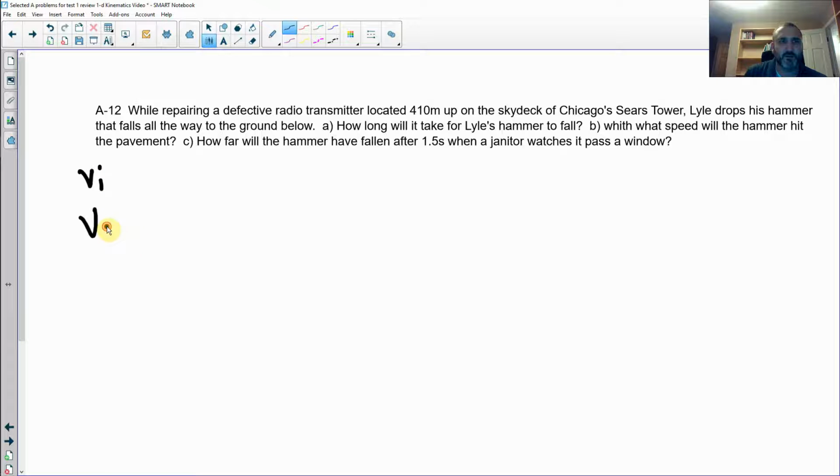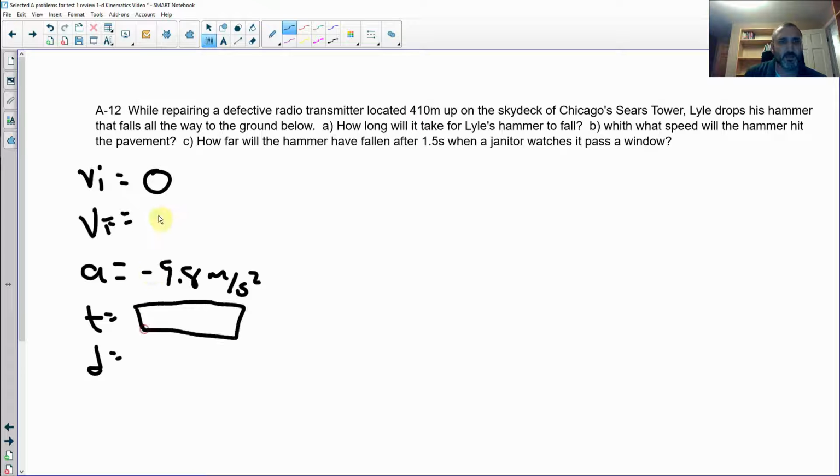But VI, VF, A, T, D, again, we're dealing with a projectile, which means there's acceleration of negative 9.8 meters per second squared. The initial velocity for something we're dropping is going to be 0. We want to know the time as well as the final velocity. And we know it's going to fall 410 meters, so the displacement will be negative 410 meters.